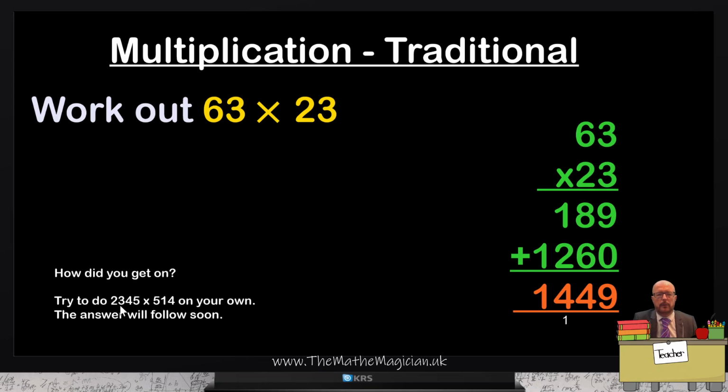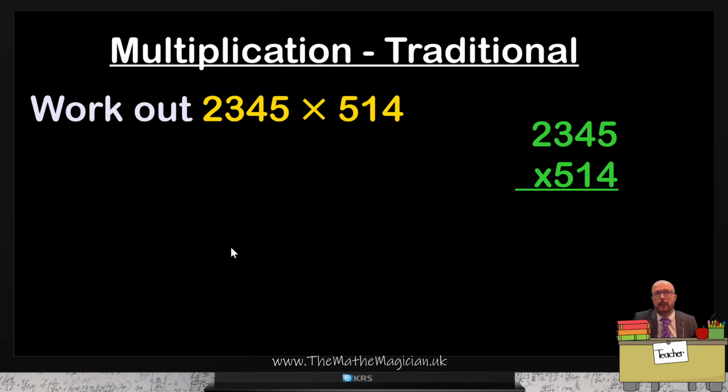So now what we need to do is look at something a little bit more complicated. Have a go at 2,345 times 514. Have a go on your own if you can. Pause the video and then come back, and I'm going to go through it now. Okay, so we start off on the right hand side, with 5 times 4. 5 times 4 is 20, so we do the 0 and carry the 2.